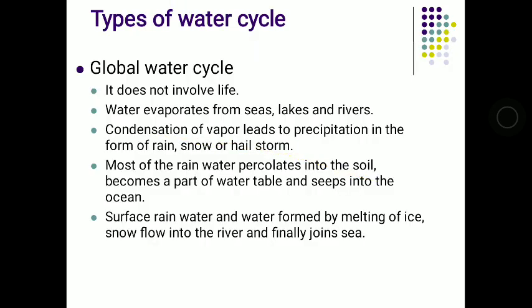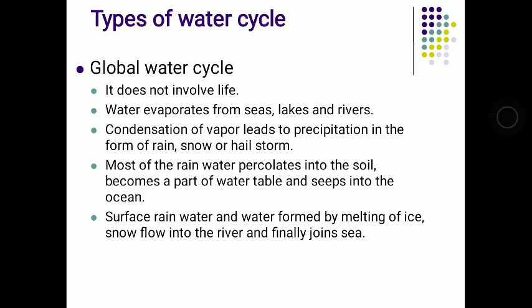So there are two types of water cycle, mainly the global water cycle and the biological water cycle. The global water cycle is the one which never involves life. Water evaporates from sea, lakes and rivers. Condensation of vapor leads to precipitation. Precipitation is nothing but rainfall, in the form of rain, snow, hailstorm, right? Most of the rainwater percolates into the soil, becomes a part of the water table and seeps into the ocean.